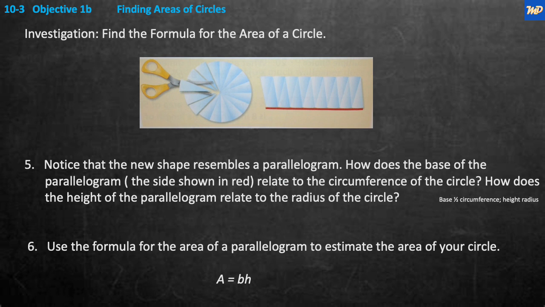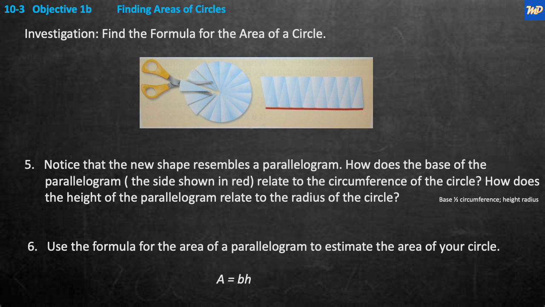So in Objective 1B, finding the areas of circles, the investigation, find the formula for the area of a circle. You're now left with Step 5 here. You see the pattern that you've built. Notice that the new shape resembles a parallelogram. How does the base of the parallelogram, the side shown in red, relate to the circumference of the circle? How does the height of the parallelogram relate to the radius of the circle?